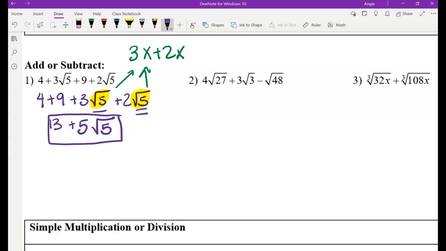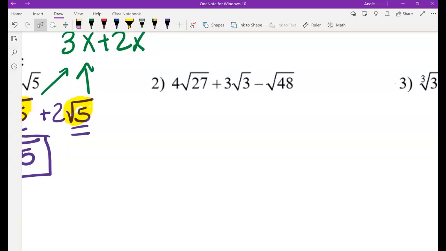Now, sometimes we have to simplify before we can combine like terms. So for example, 4 times square root of 27. Square root of 27 is going to be 9 times 3. Then 3 times square root of 3, that's going to be as simple as it's going to be.